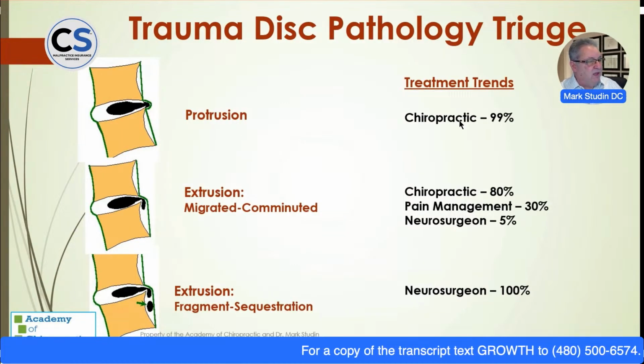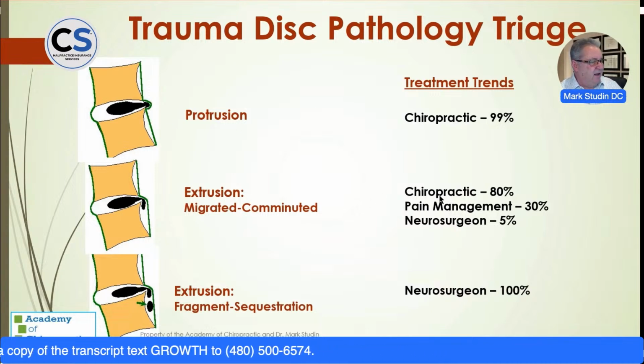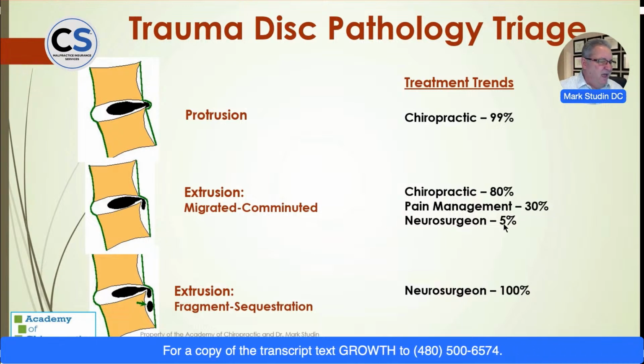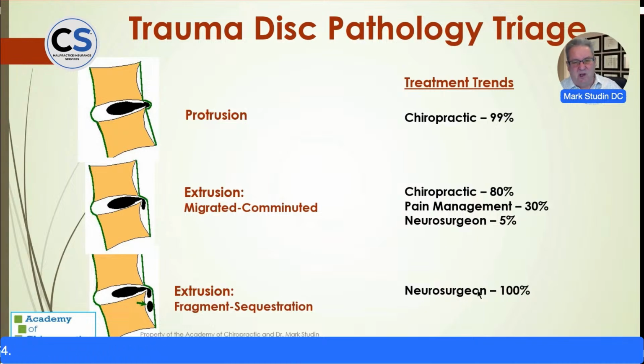So chiropractors, most of us can handle a protrusion. Chiropractic can handle about, and this is not evidence in the literature, this is my opinion, about 80% of extrusions that are migrated, a common unit, or attached. Pain management maybe about 30% of the time, and neurosurgeons 5% of the time. Once that's fragmented off, don't touch. Don't touch. Right to the neurosurgeon. Patient's going to be in exquisite pain. That's an easy triage. It's easy, easy, easy.